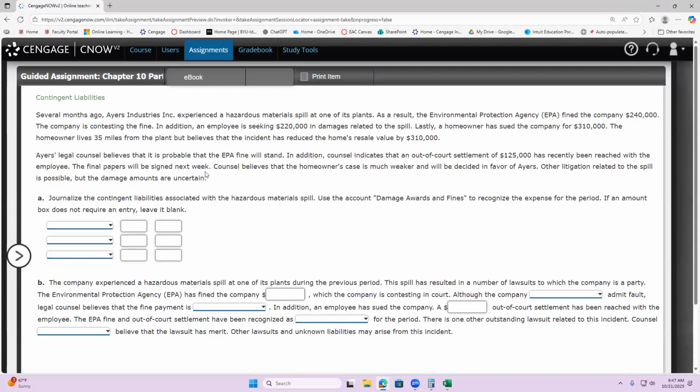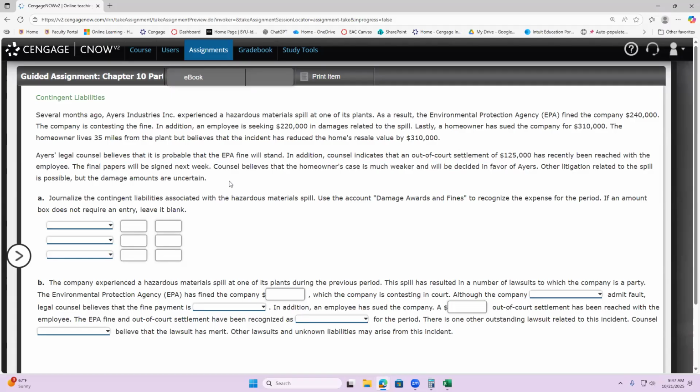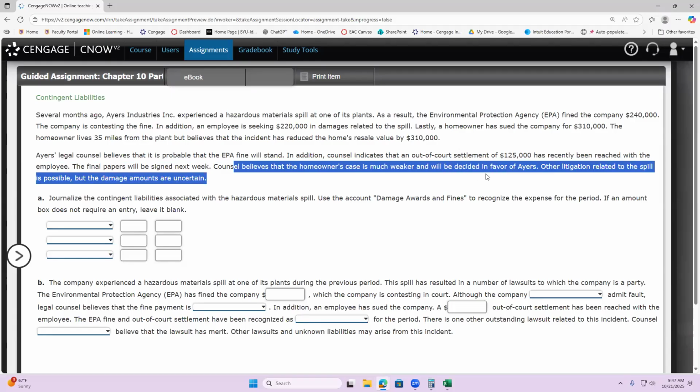The homeowner lives 35 miles from the plant, but believes that the incident has reduced his home's resale value by $310,000. Ayers legal counsel believes that it is probable the EPA fine will stand, so that's probable. In addition, counsel indicates that an out-of-court settlement for $125,000 has recently been reached with the employee, and the final papers will be signed next week. And counsel believes that the homeowner's case is much weaker and will be decided in favor of Ayers. All right, so journalize the contingent liabilities associated with the hazardous materials spill.